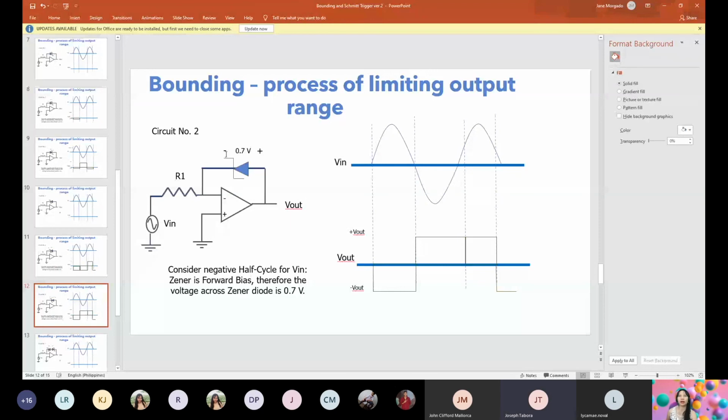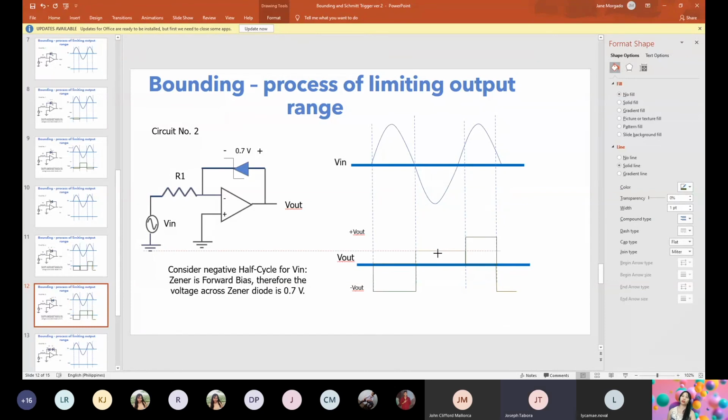So since it is in forward bias, the voltage across your diode is 0.7 volts, wherein the positive is at the anode and the negative at the cathode. So therefore, what is the V out? If we're going to use a VOM across V out, what shall we measure? Positive 0.7. So this would be equal to positive 0.7.